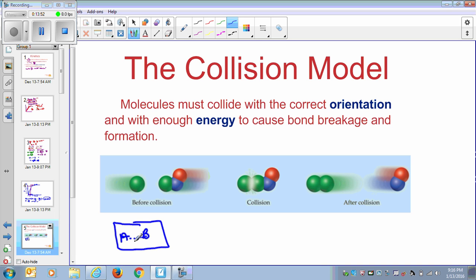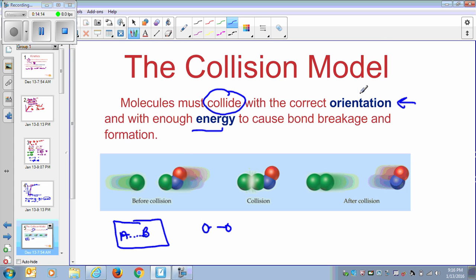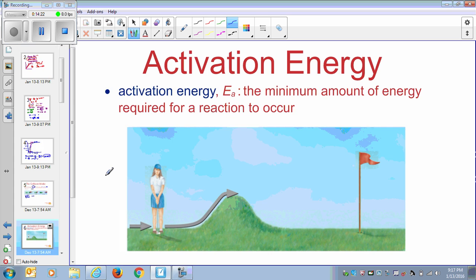They produce a product. If they simply collide with each other and then go back, then nothing happens. It will still be a mixture. So molecules must collide with the correct orientation and with enough energy. These are the conditions to cause bond breakage and new bond formation. These will be your questions that you need to understand: molecules have to collide not only with enough energy, but also with proper orientation.